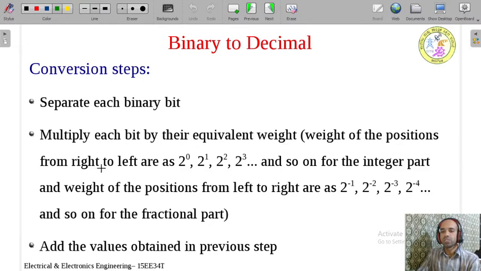Weights of the position from right to left are 2 to the power of 0, 2 power 1, 2 power 2, 2 power 3 and so on for the integer part, and weights of the positions from left to right are 2 to the power of minus 1, 2 power minus 2, 2 power minus 3, 2 power minus 4 and so on for the fractional part.